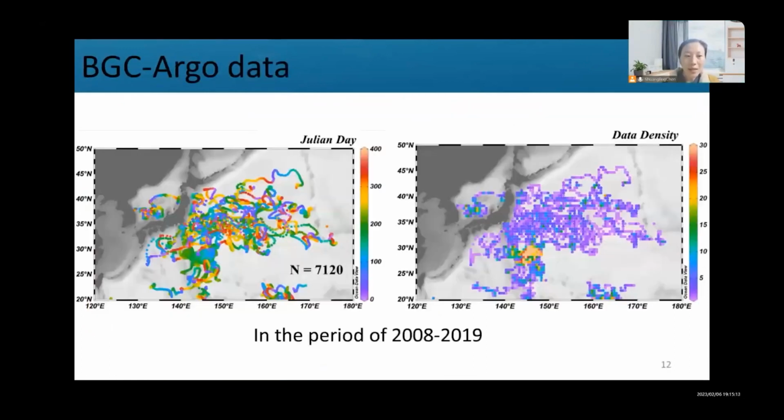In this study, we focused on the Western North Pacific, where meso and submesoscale eddies are very popular in this energetic ocean environment. And we analyzed over 7,000 BGC Argo profiles collected between 2008 and 2019. Here on the left are the Argo trajectories, and on the right is the data density in a 2.5-degree grid.